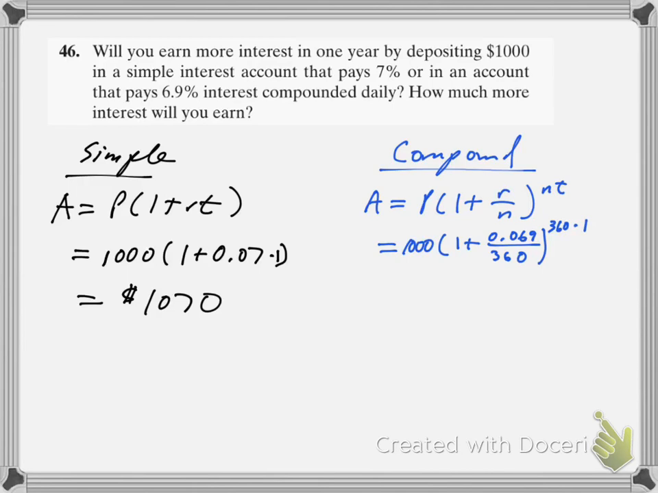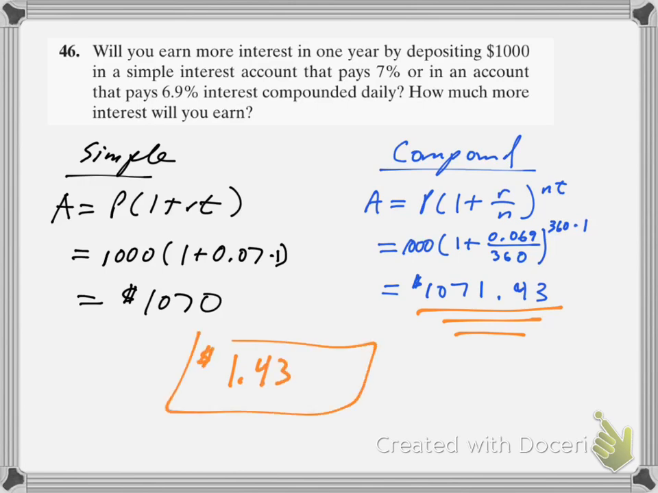So let's do that. 1,000 times, I'll do this with my calculator, 1 plus 0.069 divided by 360 raised to the 360, and you end up with $1,071.43. So which one makes you more money? Well, by a small margin, this does. How much more interest will you earn? Well, obviously, you're going to earn $1.43 extra. You guys see that? Because $1,071.43 is $1.43 extra.